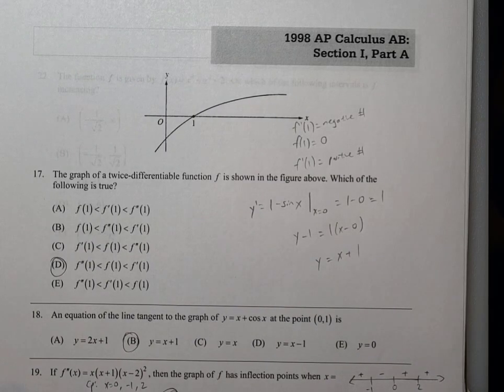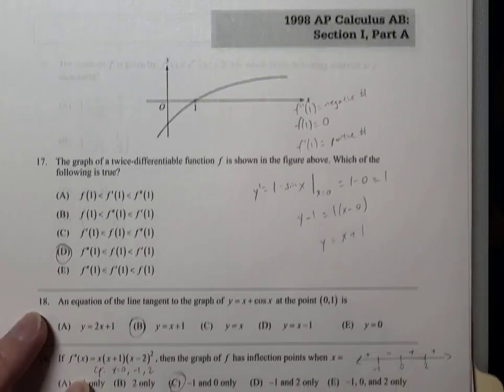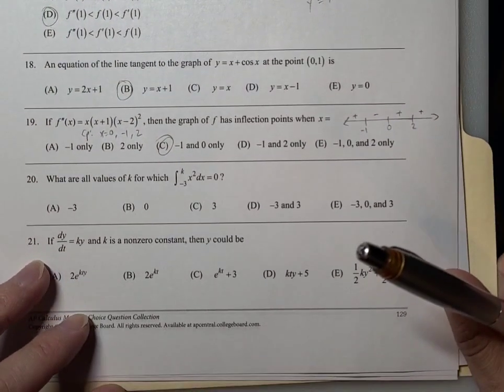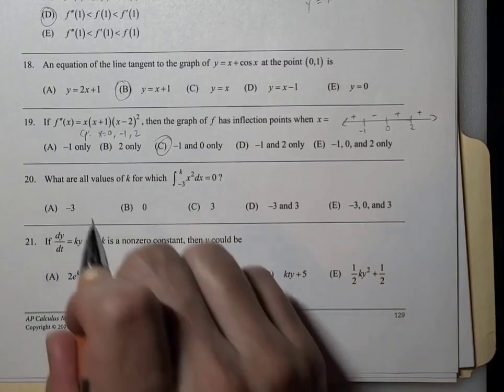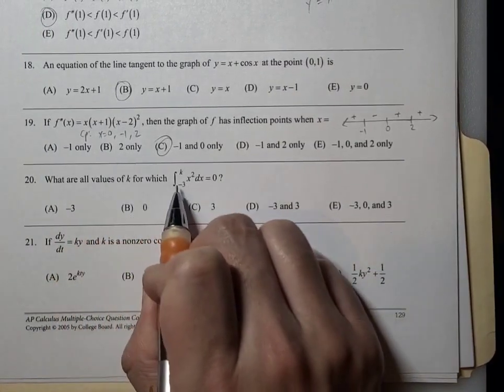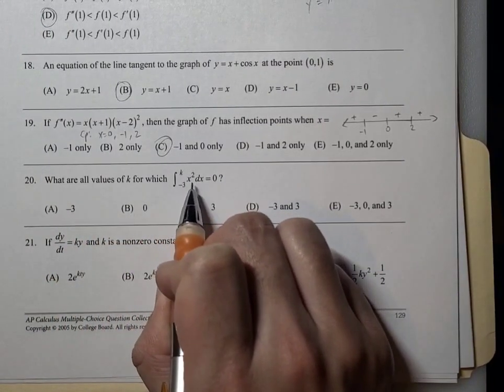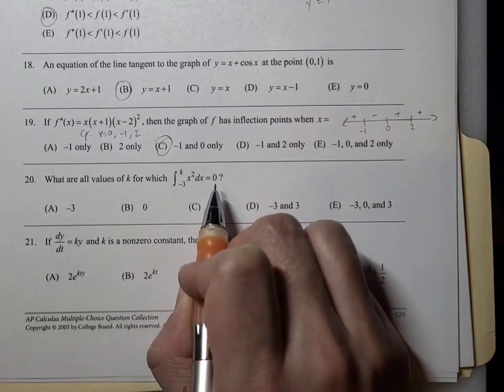Let's finish up this 1998 AP Calc AB multiple choice with no calculator. We were on number 20, so let's continue. What are all values of k for which the integral from -3 to k of x squared dx is equal to 0?